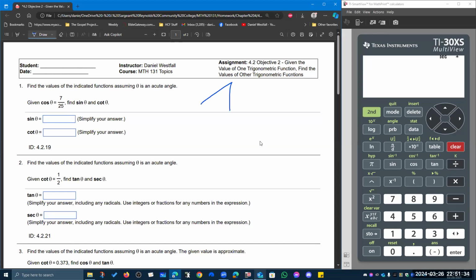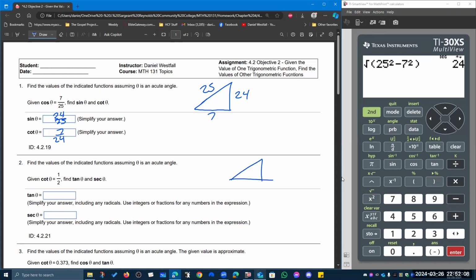So we have the cosine is 7/25. So that means that the square root of 25 squared minus 7 squared is going to give us our other side, which is 24. So sine is going to be 24/25, and cotangent is going to be adjacent over opposite. It's going to be 7/24.